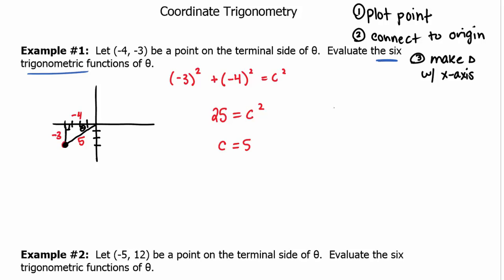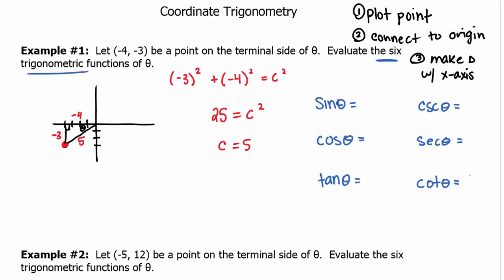And those 6 trig functions are sine, cosine, tangent. So we have our 3 main ones, and then we have our reciprocal ones. So that's cosecant, secant, cotangent. So when we're doing coordinate trig, we're also doing SOHCAHTOA. Right? These are right triangles.